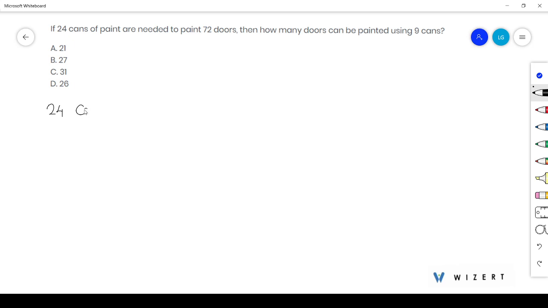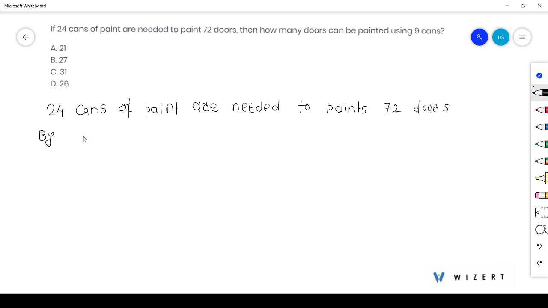Firstly, let us write what is given here. 24 cans of paint are needed to paint 72 doors. Okay.